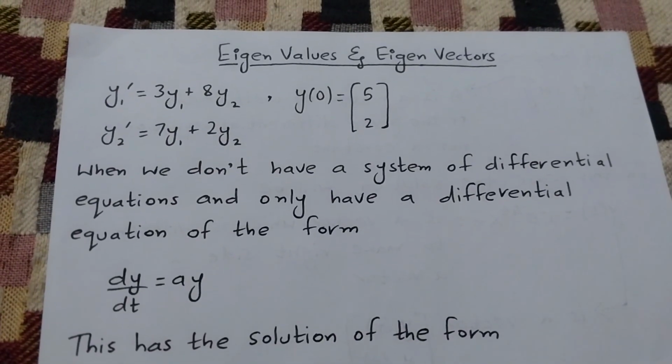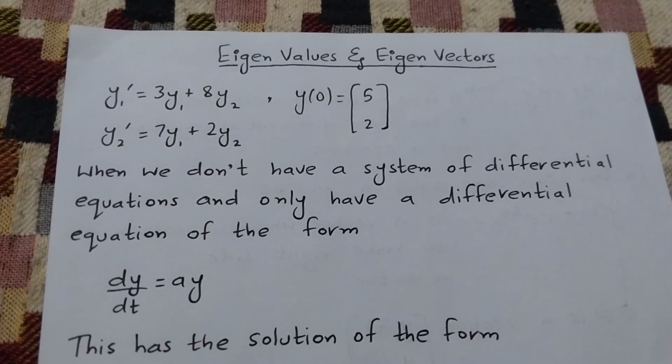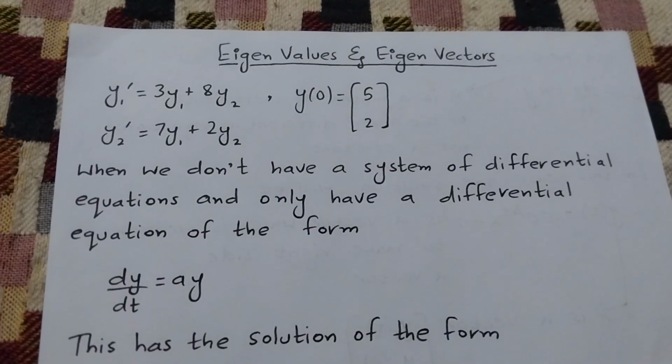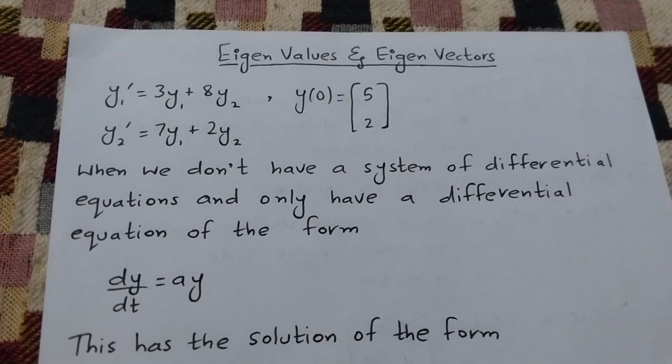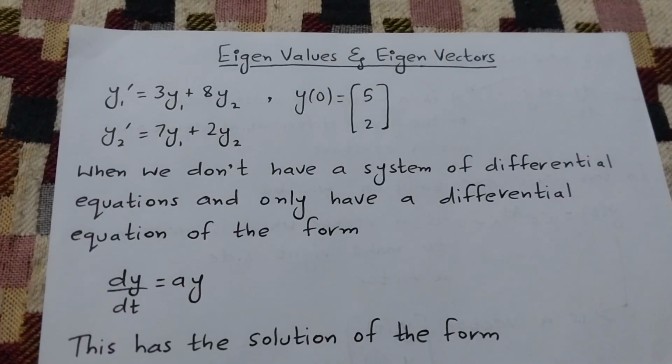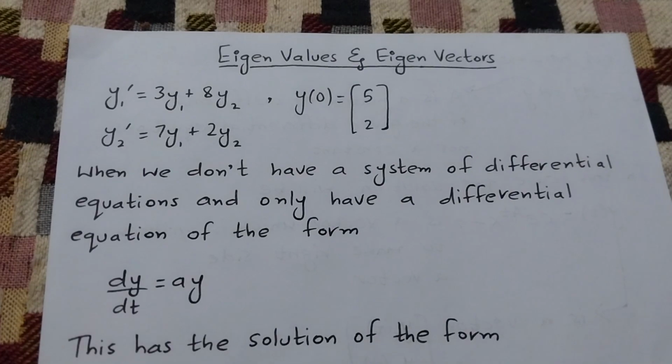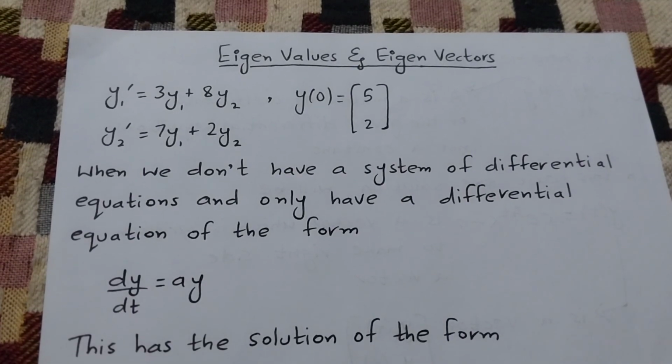So, today our topic is eigenvalues and eigenvectors, and the main focus of this video will be why do we need eigenvalues and eigenvectors. So, we have been given this system of differential equations: y1 dash is equal to 3y1 plus 8y2, and y2 dash is equal to 7y1 plus 2y2. And we have also been given this vector y of 0 is equal to 5 and 2.